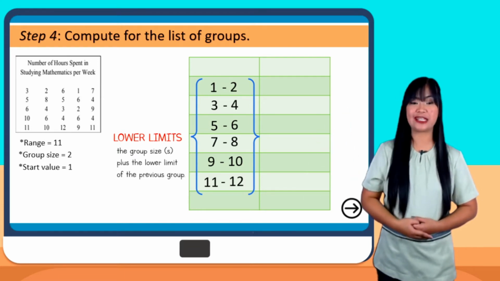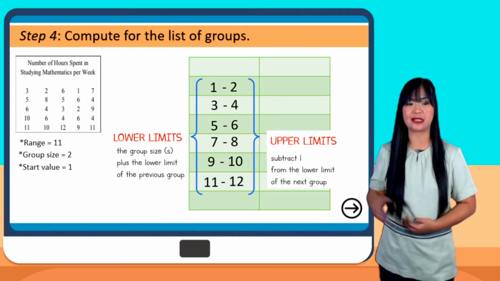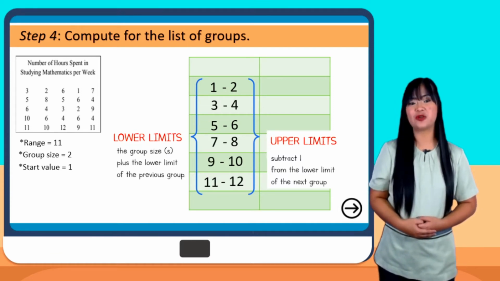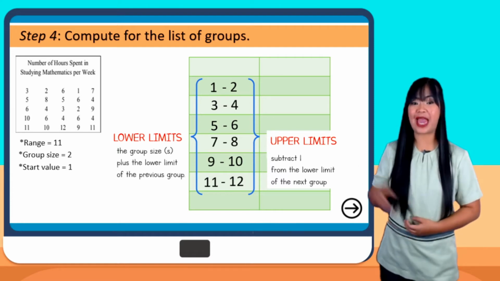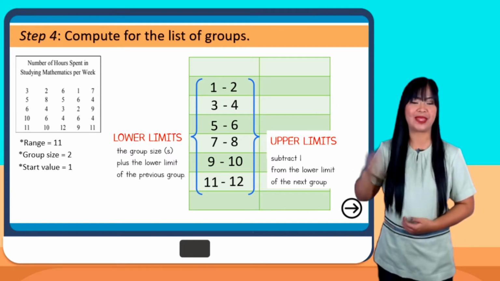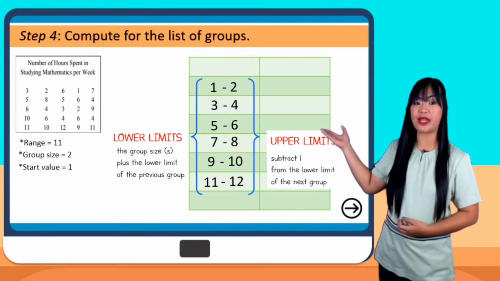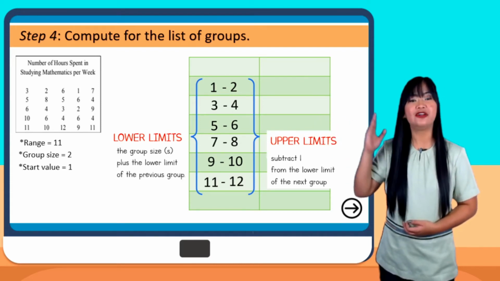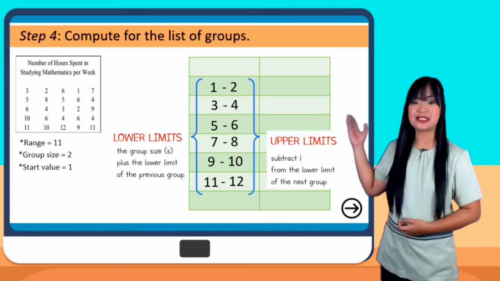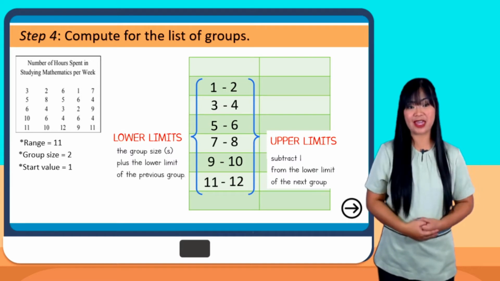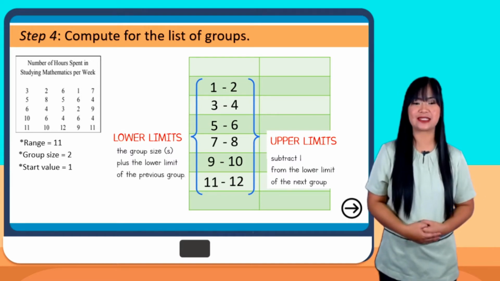The other classification is what we call the upper limits. To get the upper limits, we subtract 1 from the lower limit of the next group. So, to get the upper limit of the first group, we have 3 minus 1. So, we write 2. Then, 5 minus 1, we write 4 as the upper limit of the second group. Repeating the steps, we will get 6, 8, 10, and 12. And these are our upper limits.